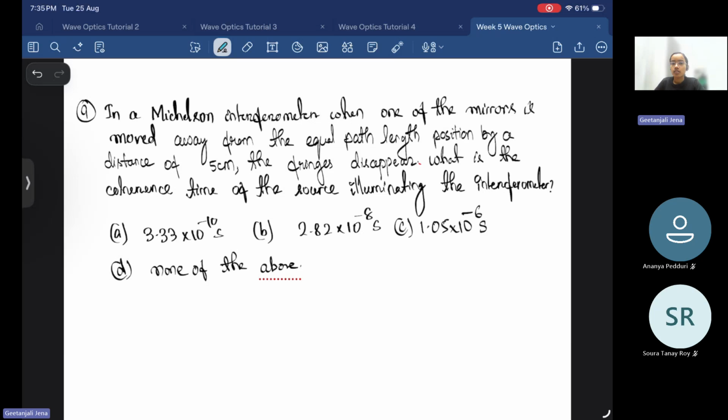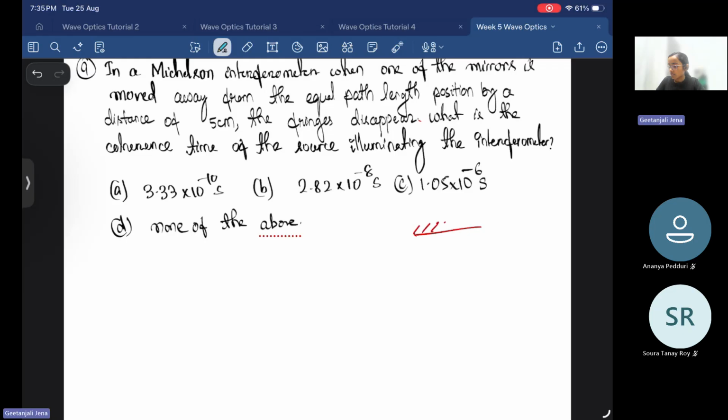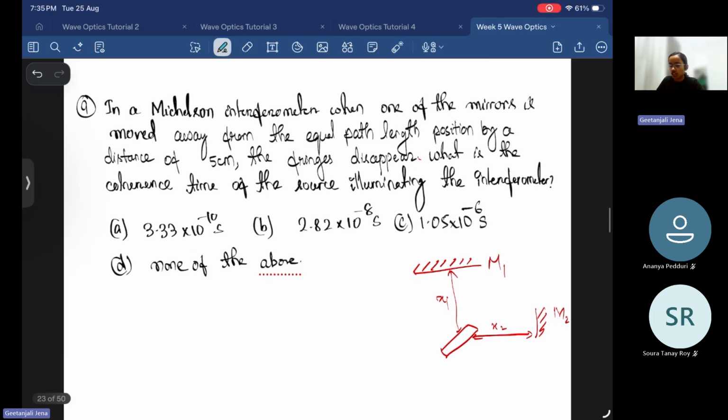So by equal path length position, what I mean is that the mirror positions M1 and M2 are equal from the beam splitter position. X1 and X2 are equal. And now you are changing one of the mirror positions and you are saying the fringe is visible. Okay, option A. Yes, this is the right answer. So option A is the answer.